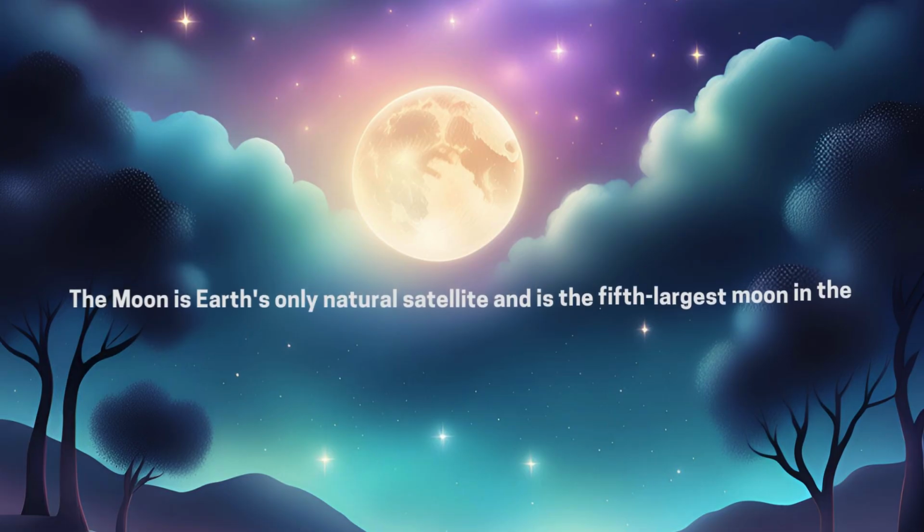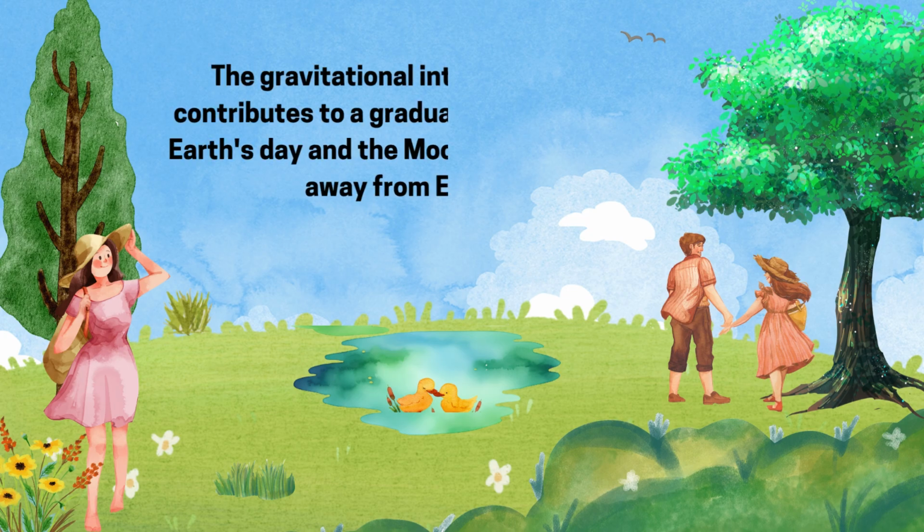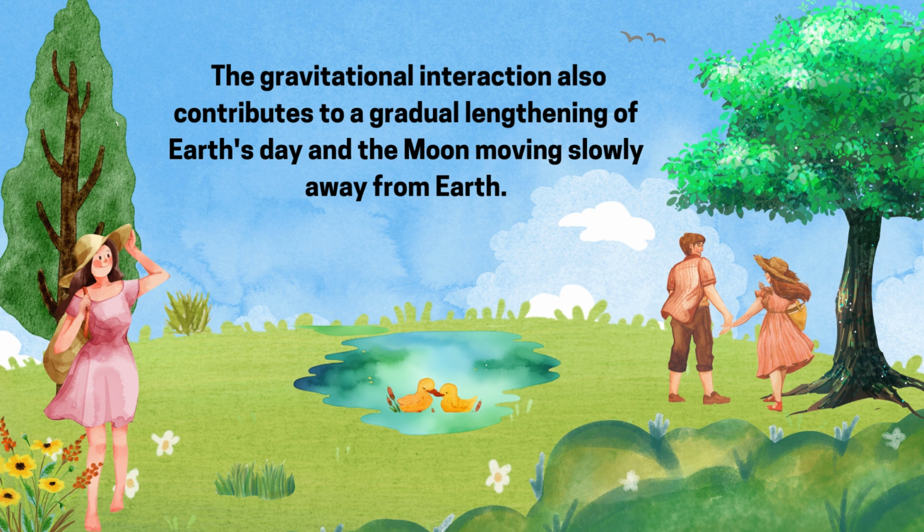The Moon is Earth's only natural satellite and is the fifth largest moon in the solar system. Its gravitational pull causes tides in Earth's oceans. The gravitational interaction also contributes to a gradual lengthening of Earth's day and the Moon moving slowly away from Earth.